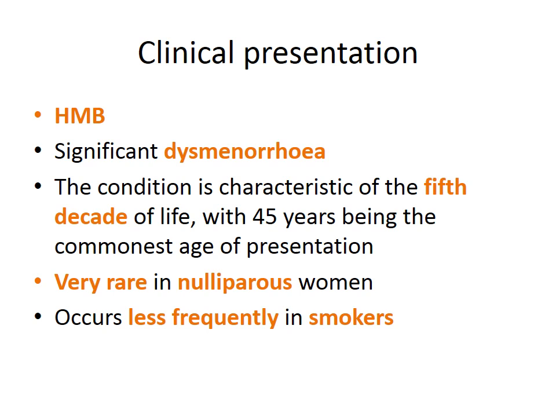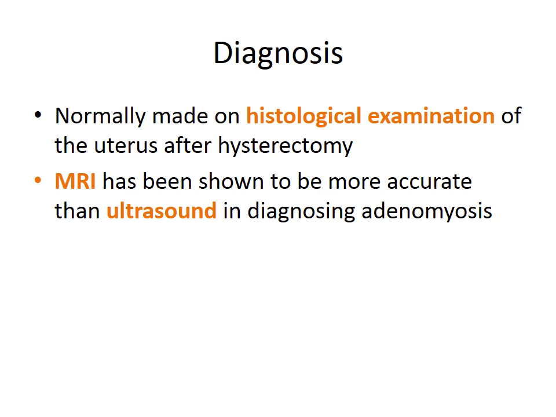One of the most important things to remember is that this disorder is rare in nulliparous women, and it is seen less frequently in smokers. How can it be diagnosed? The definite diagnosis is normally made by histological examination of the uterus after hysterectomy, while MRI has been shown to be more accurate than ultrasound in diagnosing adenomyosis before proceeding to surgical intervention and sending the sample for histopathology.